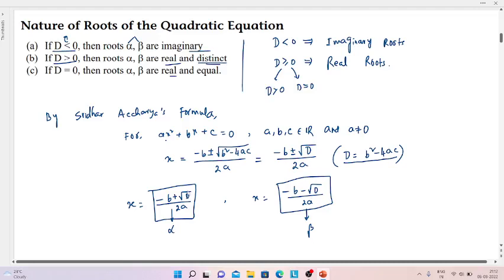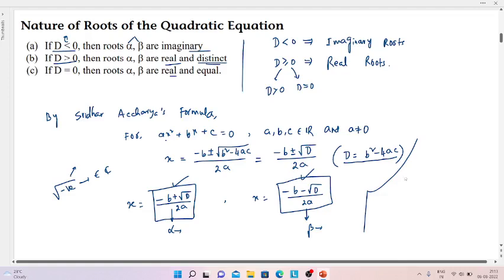So if D is less than 0, definitely it is a root under a negative number, right? Root under a negative number always belongs to the complex numbers. This is actually a complex number, this is actually an imaginary part. So definitely this total part will be an imaginary part. So alpha will be imaginary and similarly beta will also be imaginary, right? So we can say for D less than 0, the roots alpha and beta, I mean this particular guy and this particular guy, will become imaginary. So this is the condition.